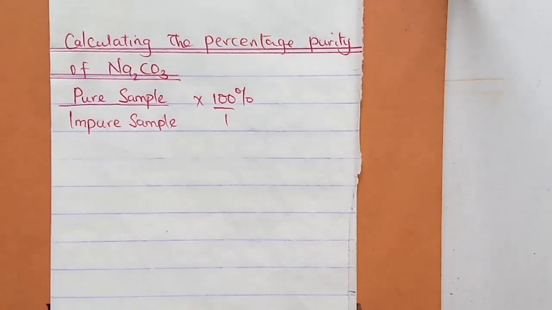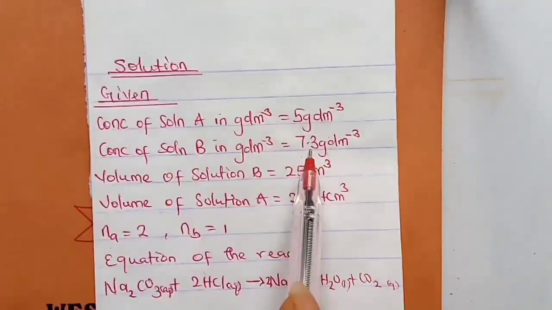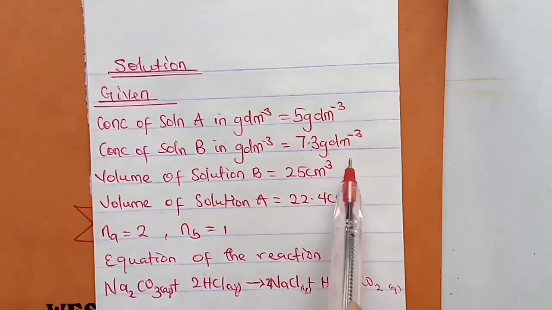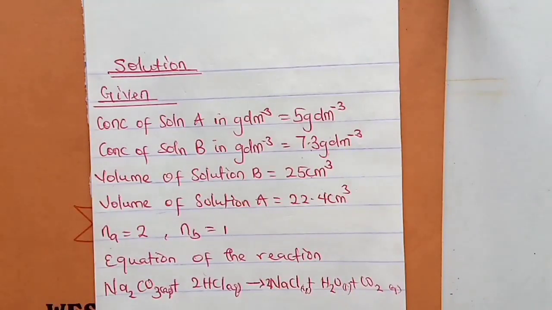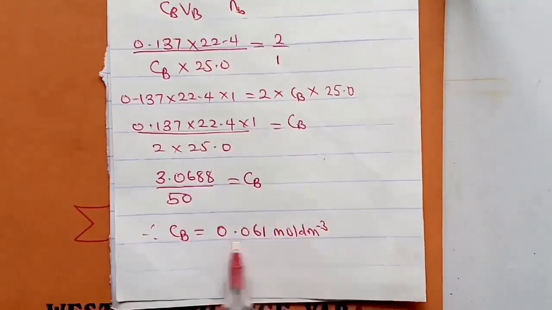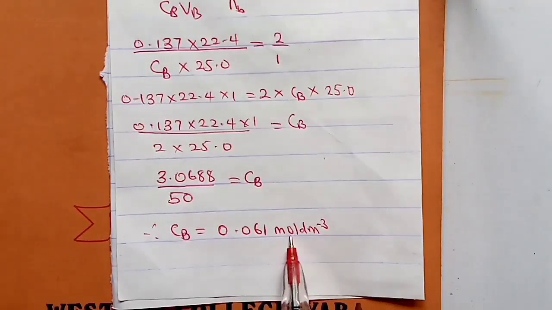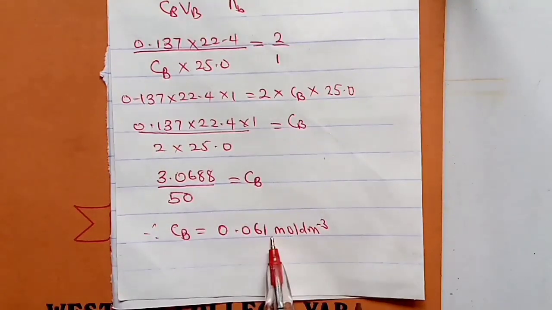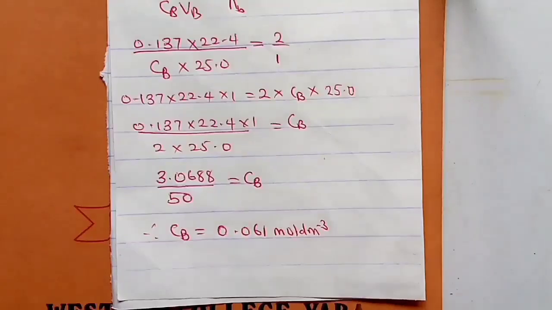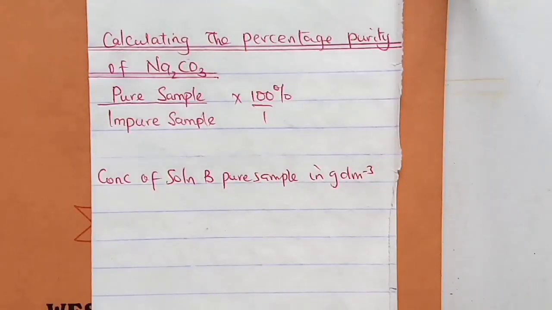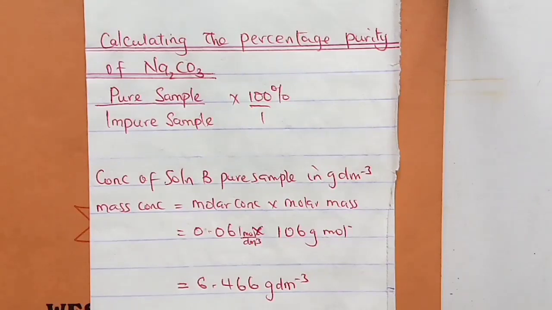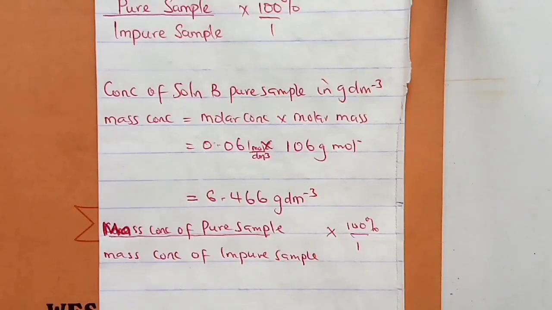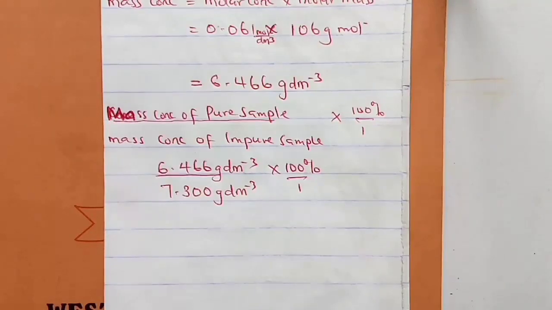You can recall when I told you that this is the impure sample. Therefore, it is 7.3 gram per dm cube. Then the pure sample of solution B should come from our answer in solution B. But this is in mole, the other one is in gram. Now we need to convert this value to gram per dm cube so that we can compare. Here we are going to use the same relationship, mass concentration equals molar concentration times molar mass. Inserting the values and comparing it with that of the impure sample, we get the answer. Here we are through with the question.